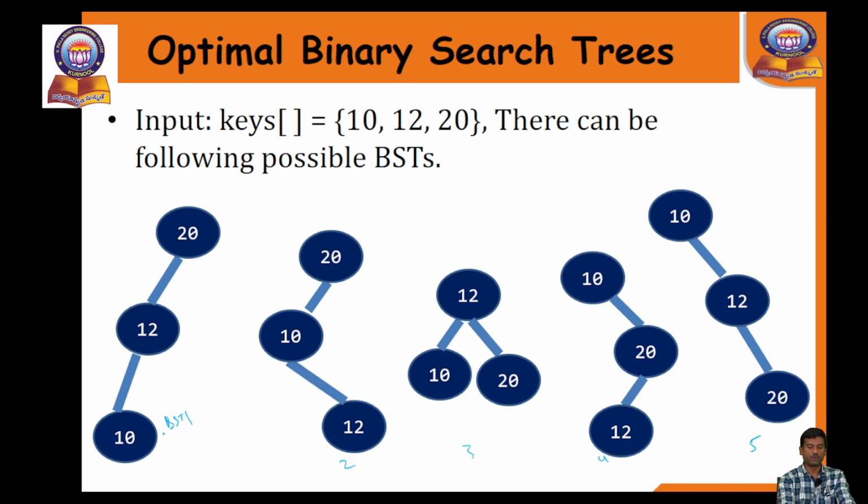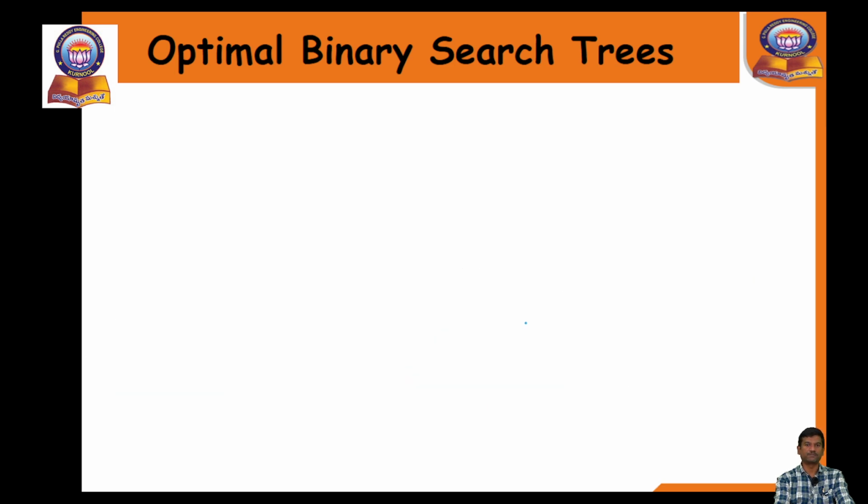If you compute the cost, as I mentioned in your previous slide, how to find the cost provided with the probabilities. So if this cost is minimum, then this will be the minimum optimal solution. Or if this is minimum, then this will be the optimal binary search tree solution.